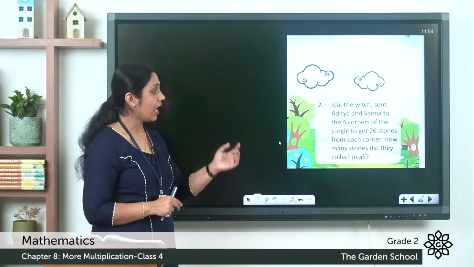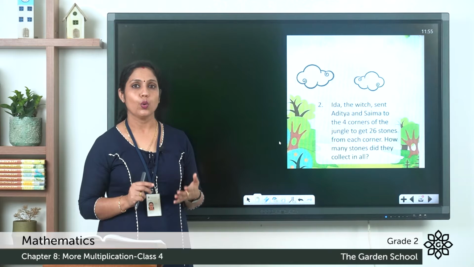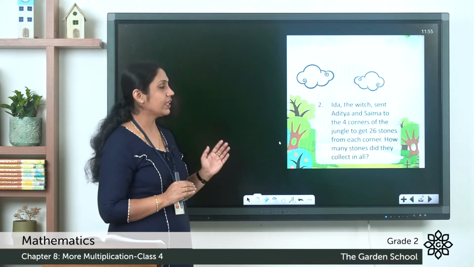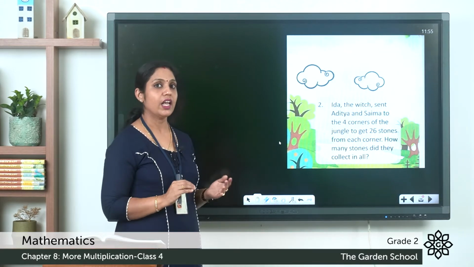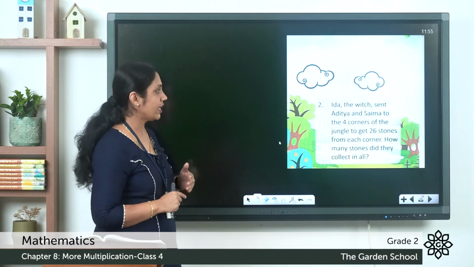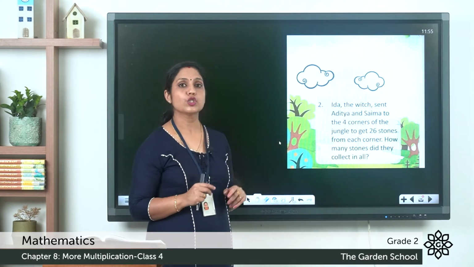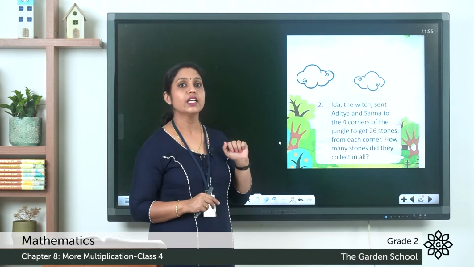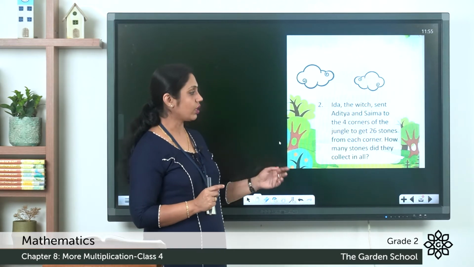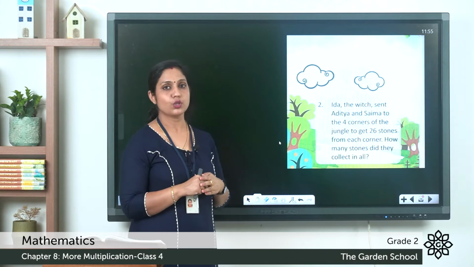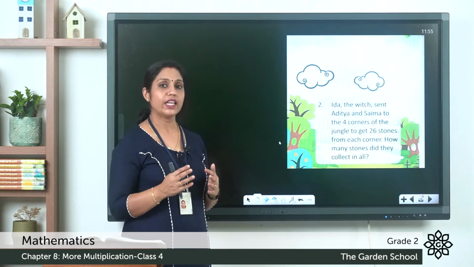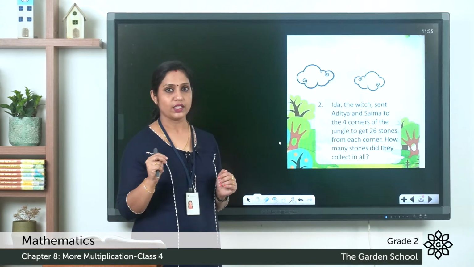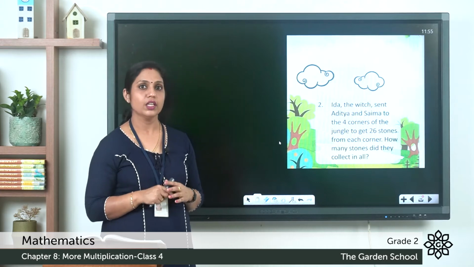So, what is the question? Ida is a witch and she sent Aditya and Saima to the jungle. And what did she send them for? She sent them to search for stones and she sent them to the 4 corners of the jungle. And in each corner there are 26 stones. So, how many stones will they get from these 4 corners? So, that is what we have to find out. Let's check.